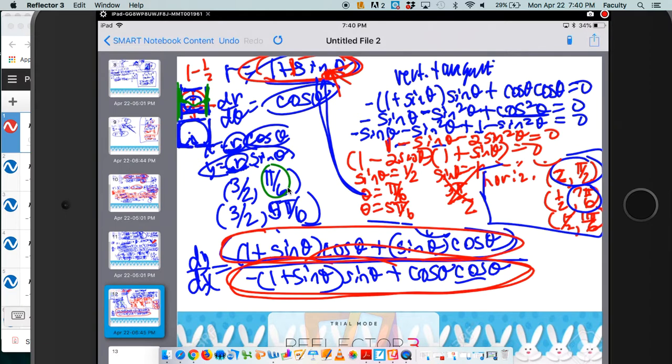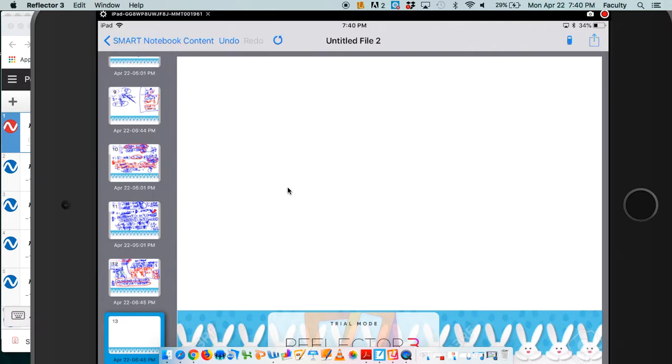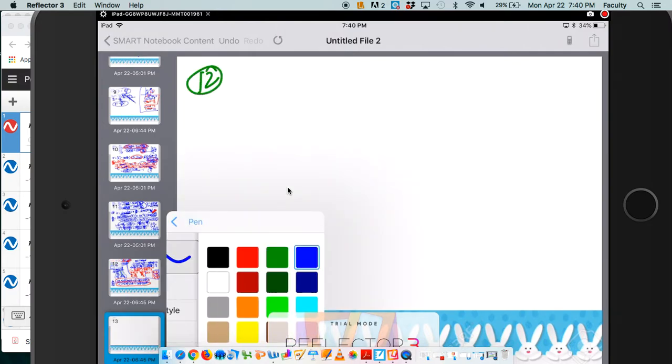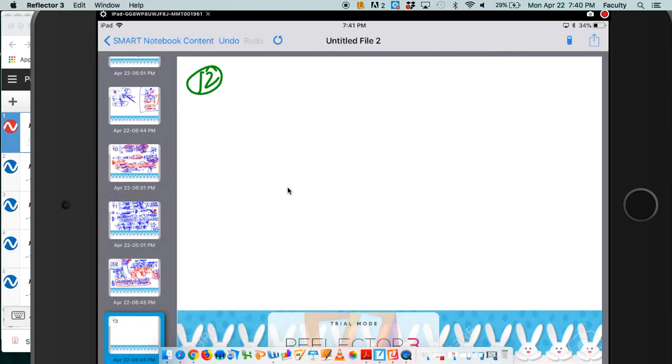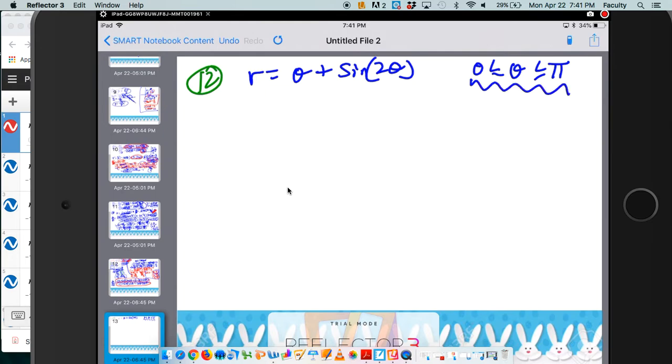Okay, so that was number 10. That was good, number 11. So the last one on worksheet 1 is number 12. All right, so number 12 is given the polar curve r equals theta plus sine 2 theta, which, by the way, I don't know what that looks like, so we'll talk about that. That's not one that you should know, but be sure that you're careful in your domain. And it says sketch a graph of the curve.